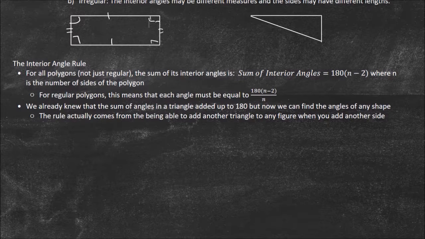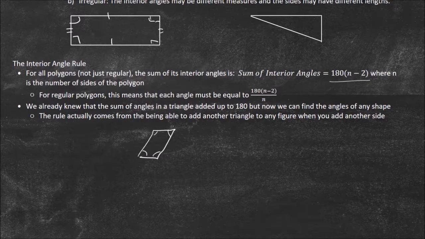For all polygons, not just regular, the sum of interior angles is 180 times n minus 2, where n is the number of sides. So 180 times n minus 2 gives you the sum of all interior angles. Just so you know what I'm talking about when I say interior angles, that's the angles inside of a shape. So if I have, let's make this a weird shape here, it's the sum of this angle, this angle, this angle, this angle. All of those added up is 180 times n minus 2.